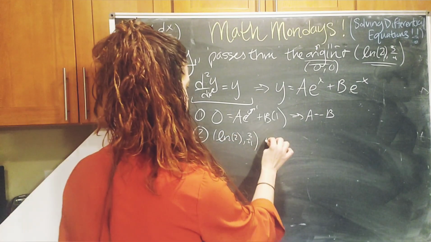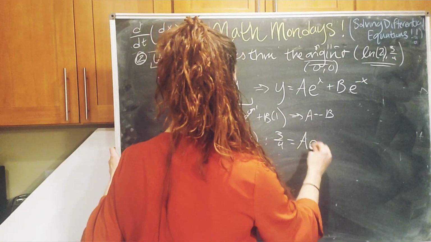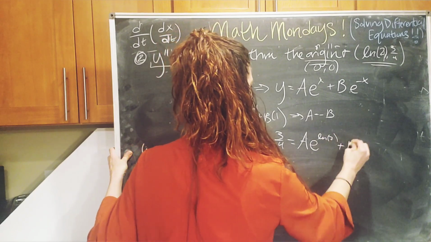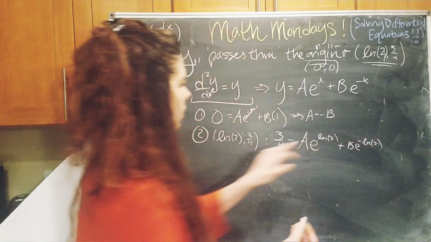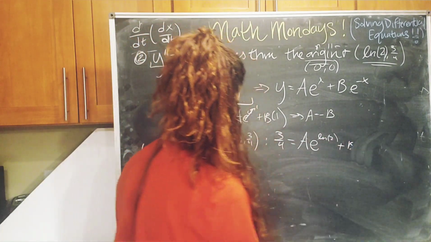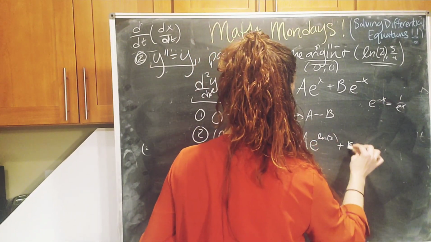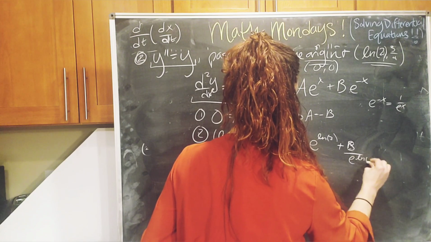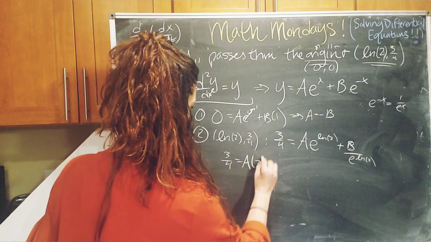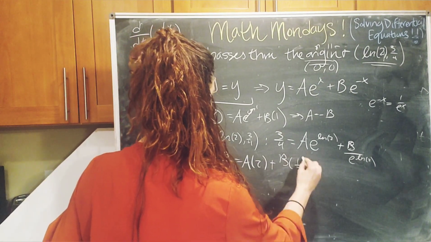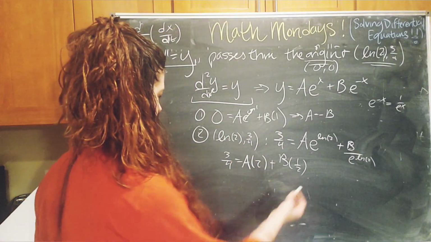Then we plug in our second point, natural log of 2, 3/4. So we're going to get 3/4 equals a times e to the ln of 2 plus b e to the negative ln of 2. And here, actually, I want to rewrite this. e to the negative x equals 1 over e to the x. So we write b over e to the ln of 2. And then we get 3/4 equals a times 2 plus b times 1/2. And here you're like, ah, now I see. Cool. And then we just solve for a and b.